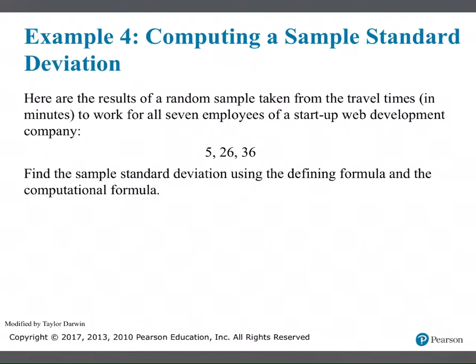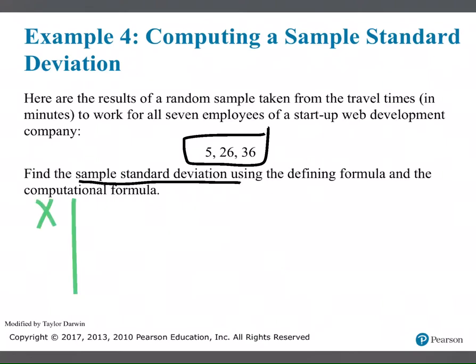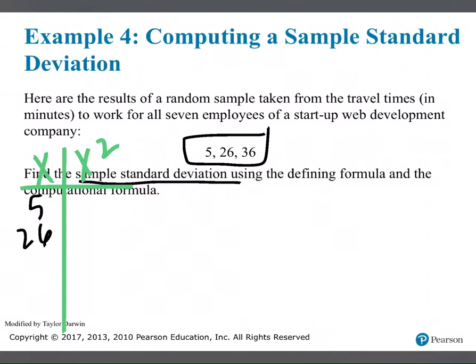So let's do this again. Let's say we take a sample of 3 people from our startup company. So those are our values, and we want to find the sample standard deviation. We're going to go about this very similarly. We're going to create an x squared column. Actually, I'm going to do that a little higher, so maybe I can fit all my data. So I've got 5, 26, and 36.